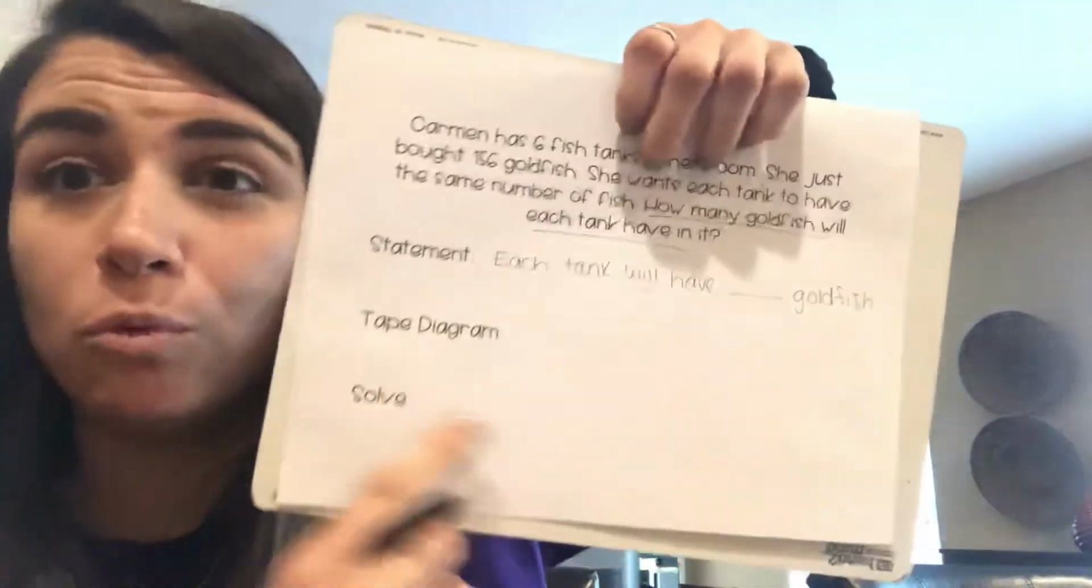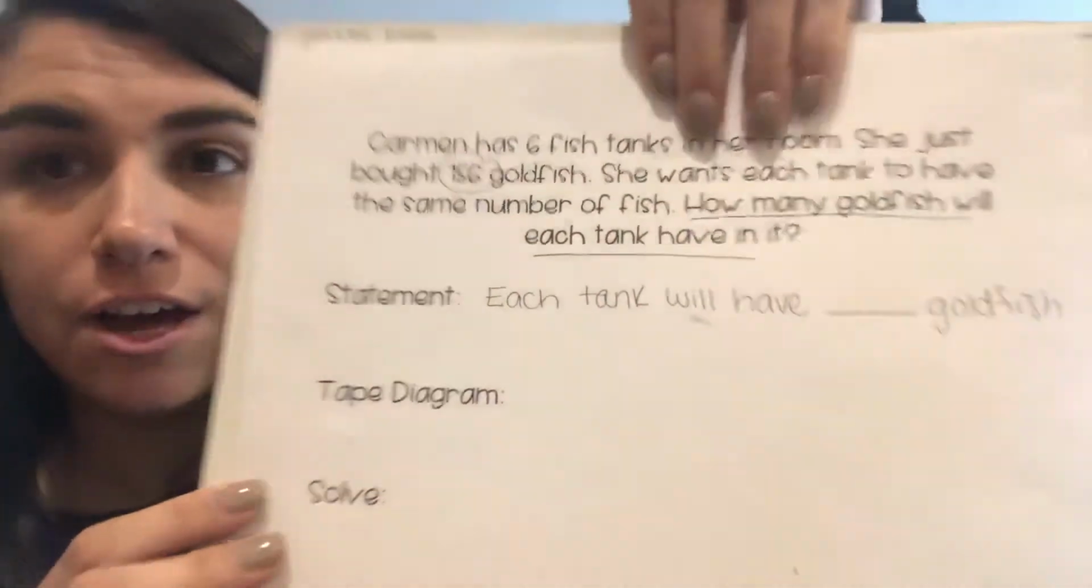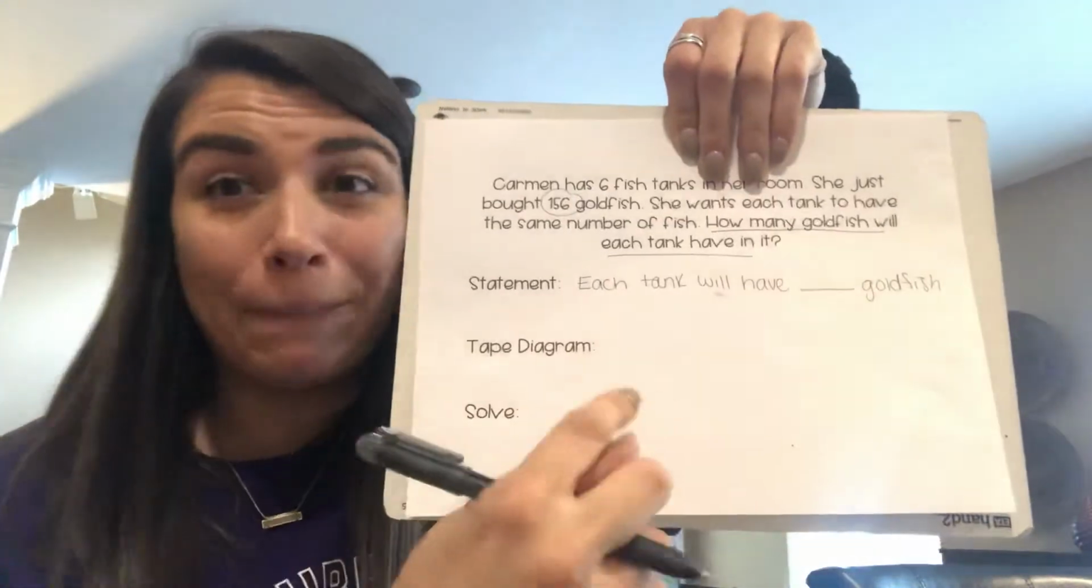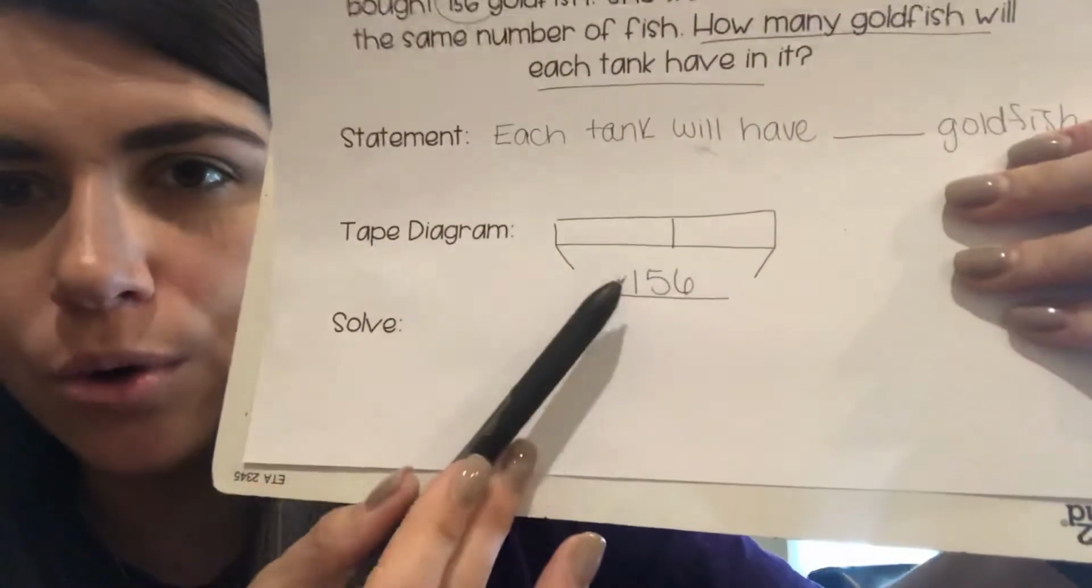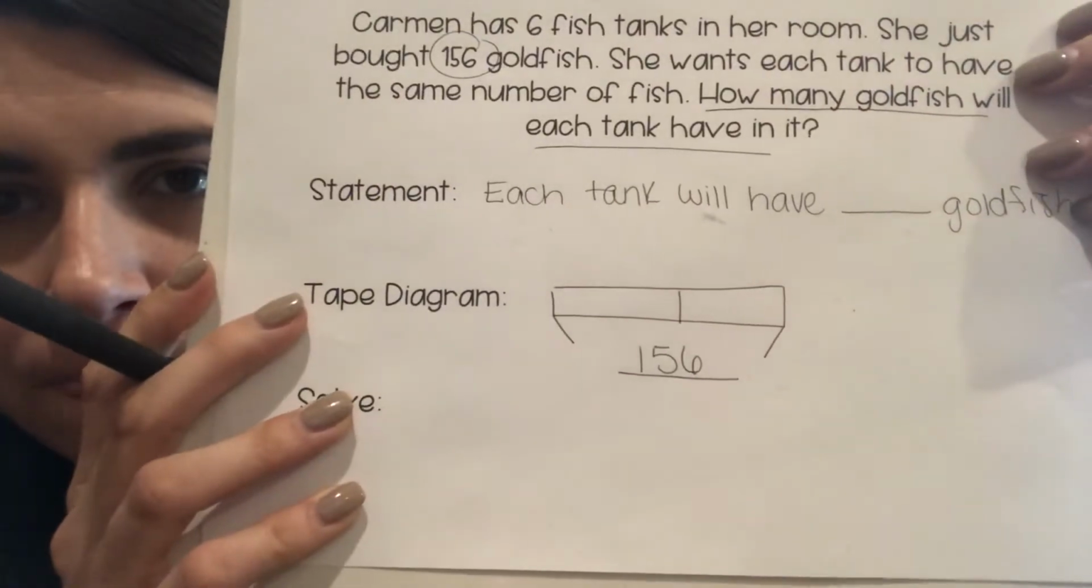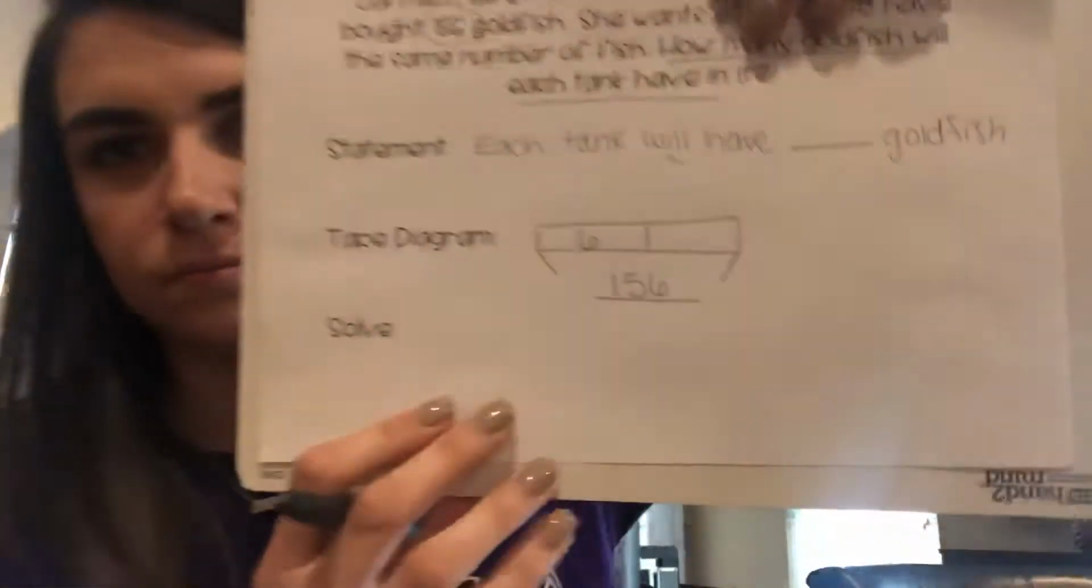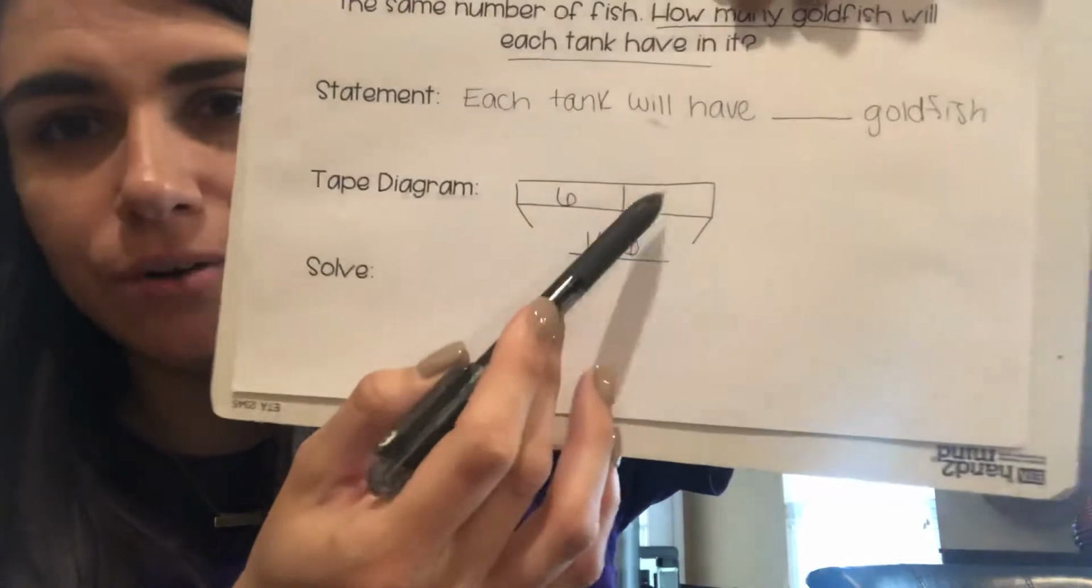So for our tape diagram, we know the total number of goldfish. The total number of goldfish is 156. So that's our total, the whole. So that's going to be at the bottom of our tape diagram. So we should already know that just because it's the total amount, and the total always goes at the bottom. So when I draw my tape diagram, I want to draw that there's 156 total. Then we need to know she has 6 tanks. So that's one of the boxes. But we don't know how many are going to go in each tank. So that's where the X is going to go.